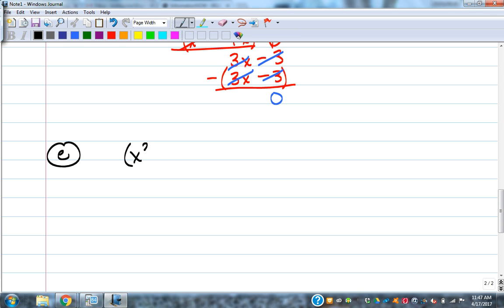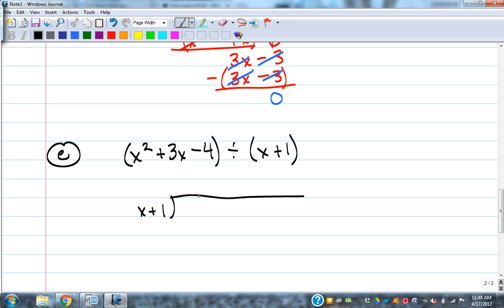Let's divide x squared plus 3x minus 4 by x plus 1. So x plus 1 goes on the outside, and x squared plus 3x minus 4 on the inside. It's important that you make sure they're in descending order, just like when we were factoring. Descending order is a big deal. If it's not in descending order, it's very difficult, not impossible, but much more difficult than it should be.